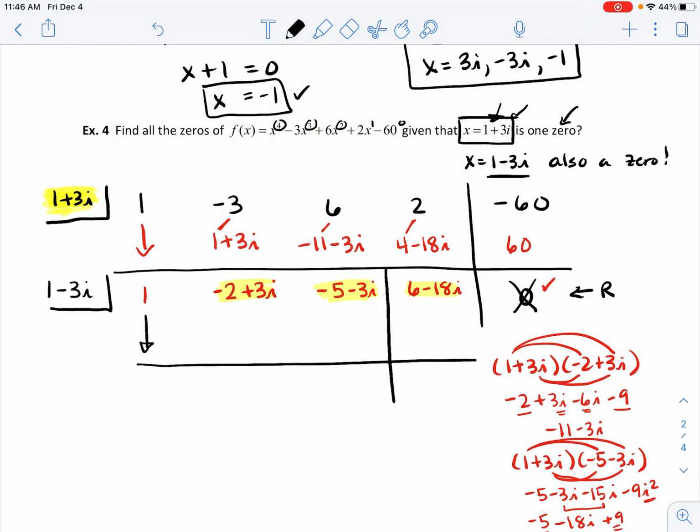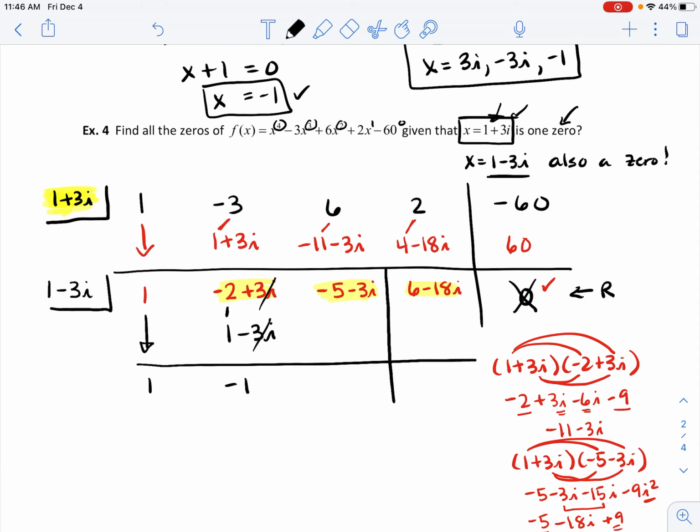Ooh, let's just keep doing it in black. Okay, so if I bring down the 1, 1 times 1 minus 3i is the same thing. It's just 1 minus 3i. Look what happened. I can combine the real parts. Negative 2 plus 1 is negative 1. And then these guys cancel out. You guys, the second time around that you do it, that always happens, okay?